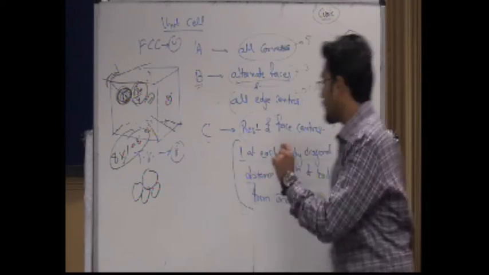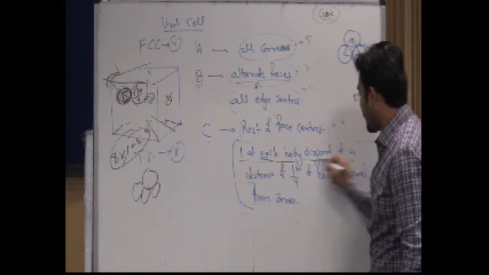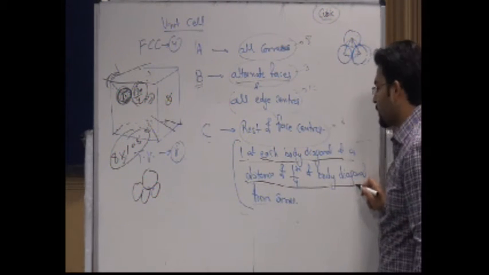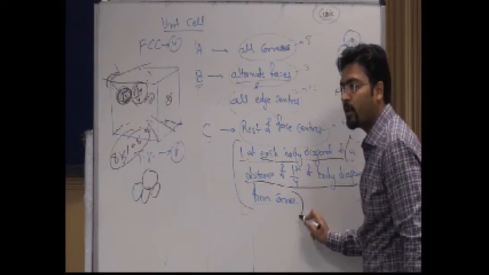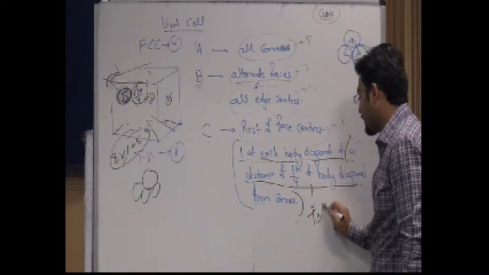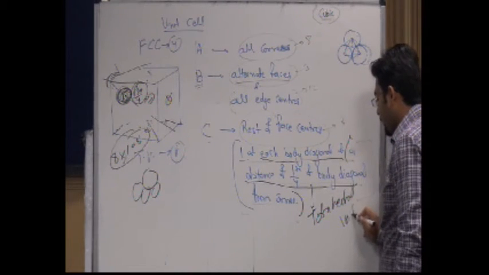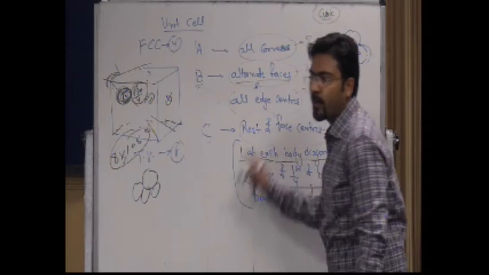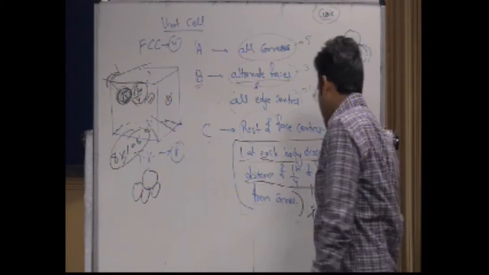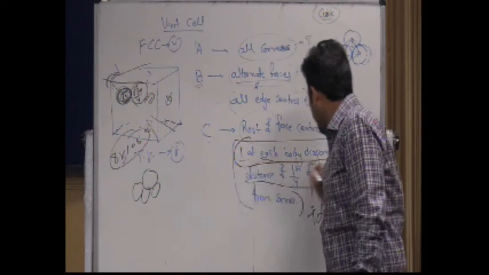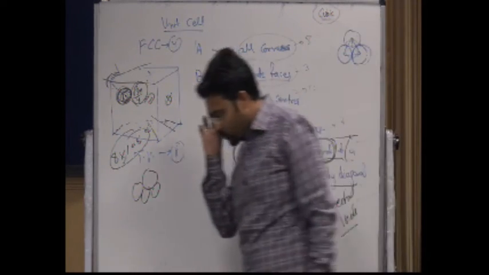Now if you compare the two, this is one at each body diagonal at a distance of 1/4 of the body diagonal. So at a distance of 1/4 of the body diagonal from the corner, it means it's talking about a tetrahedral void. This is the complex part of the question, right? Now, it says 1 at each body diagonal. Let's understand this part. What does it mean by 1 at each body diagonal?